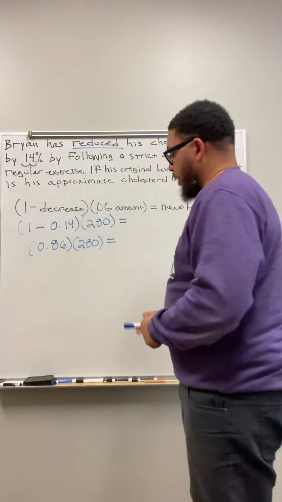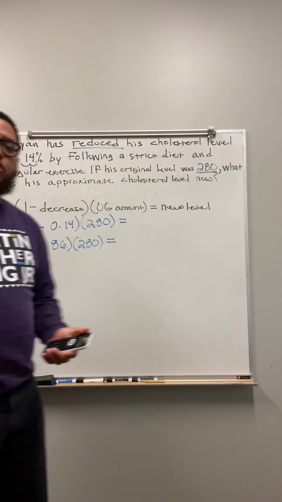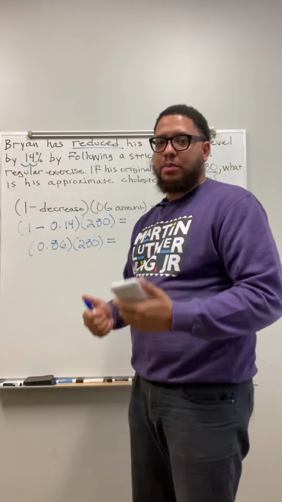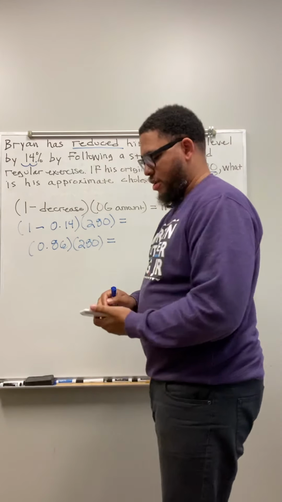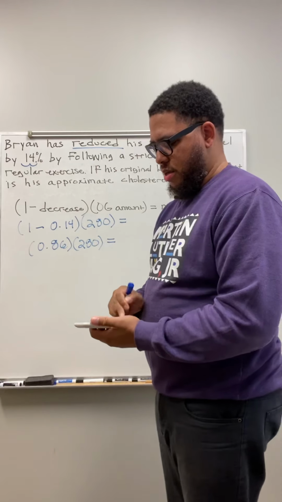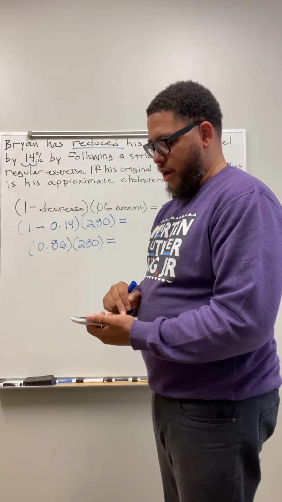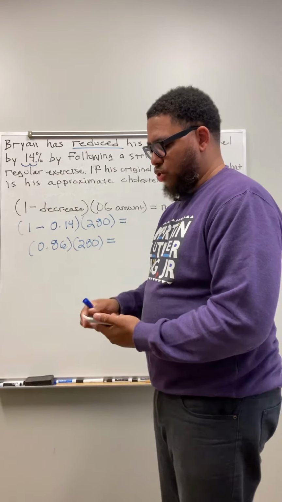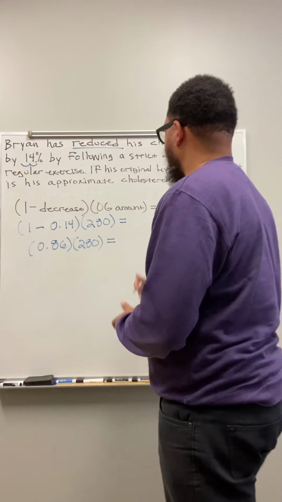So let me slide over here and grab my calculator, because I'm doing this problem in real time, right? So 0.86 times 280. Make sure I put the numbers in correctly. Yeah, I got 240.8. So 240.8 is what I got.